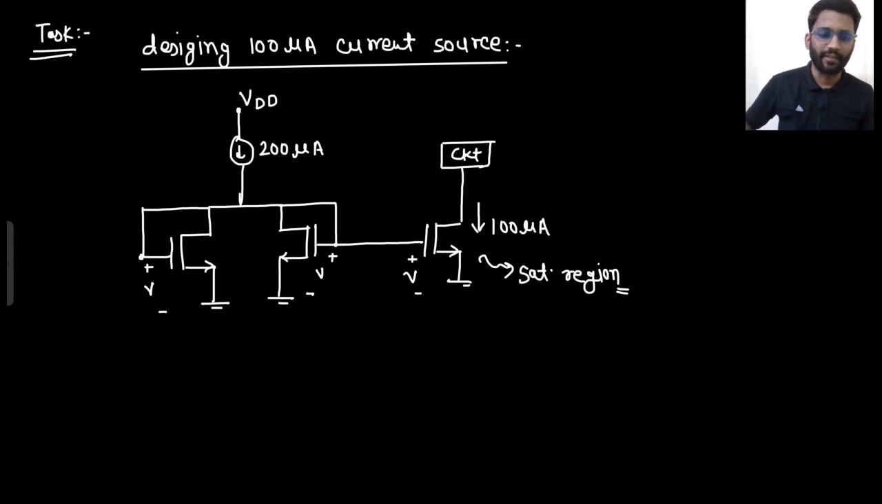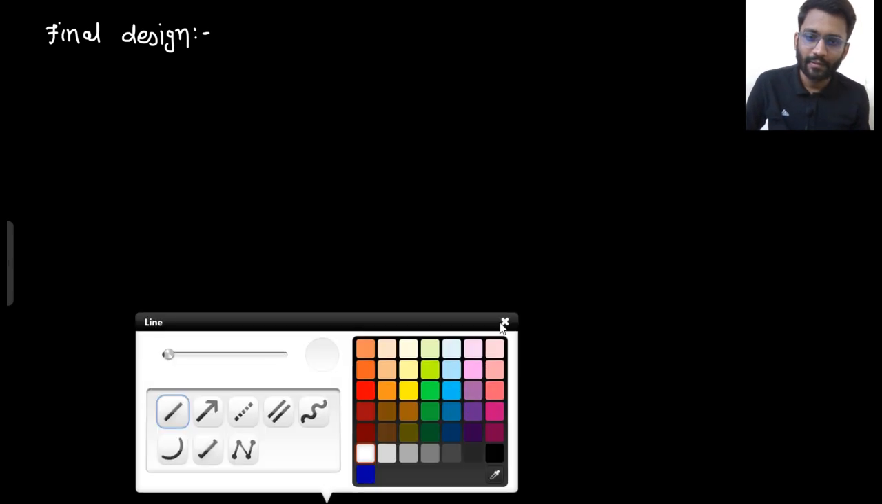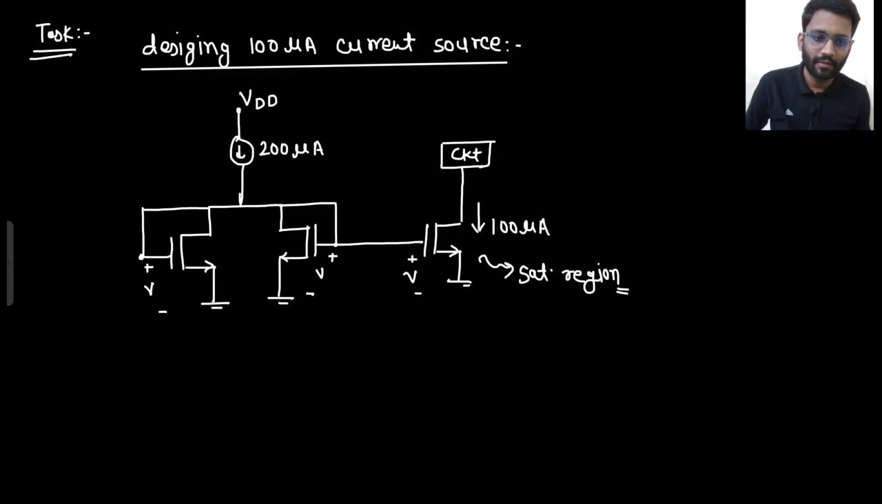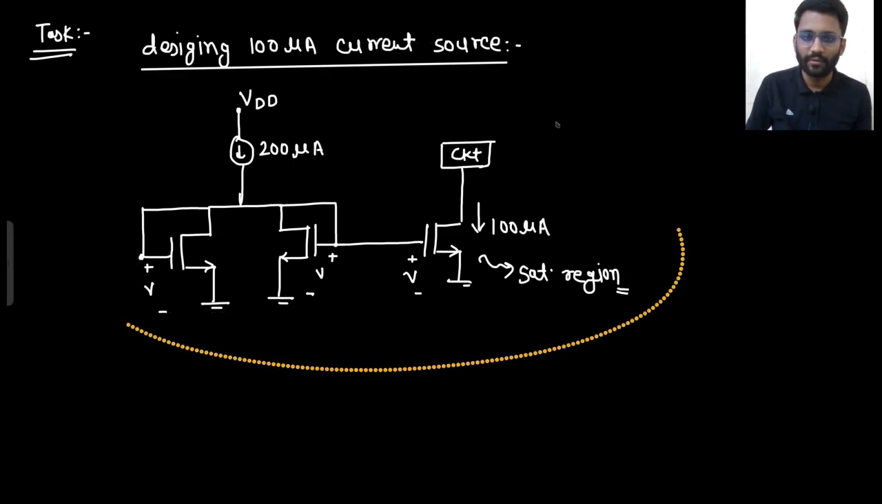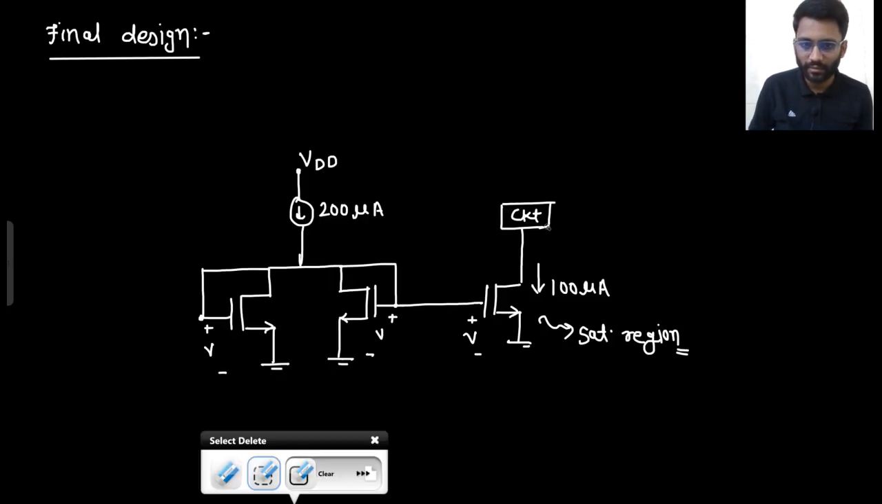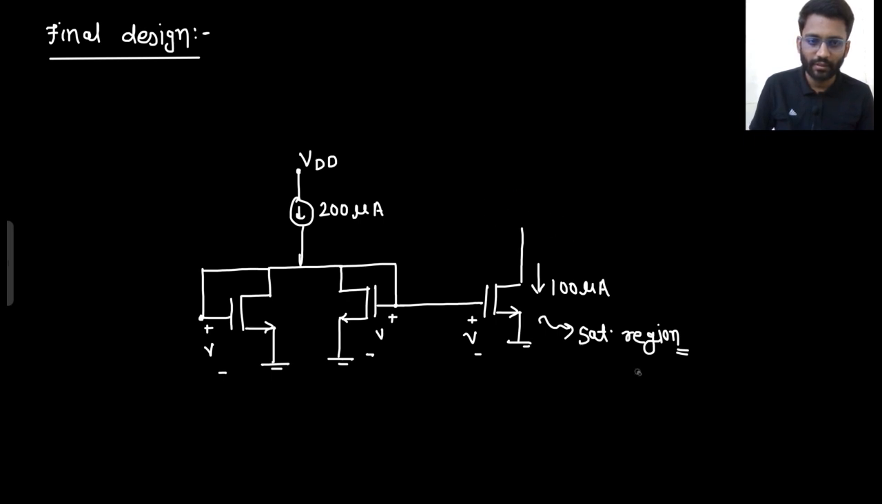So what will be my final design? In my final design, I will copy this circuit only. This current source I have made. So simply I need to use a common drain amplifier here. This was VDD. This is Vin. And this is my Vout.